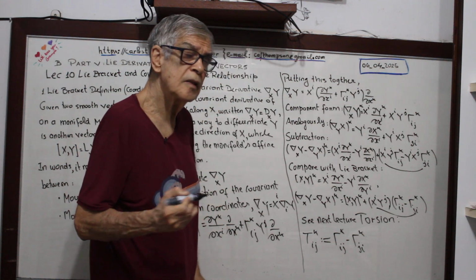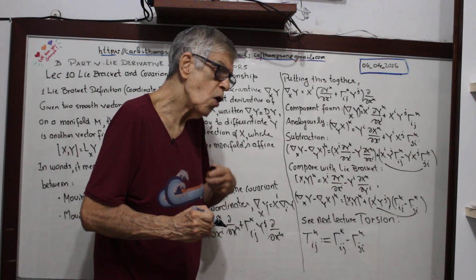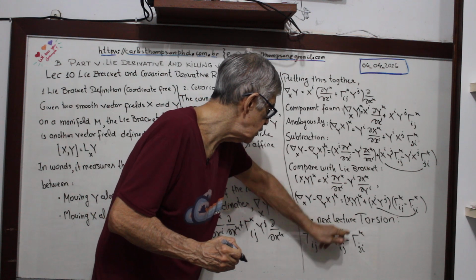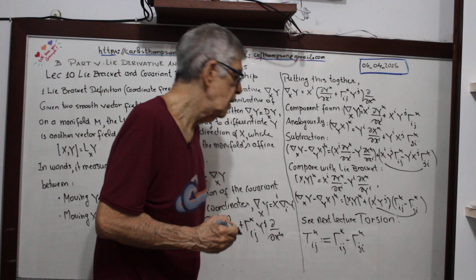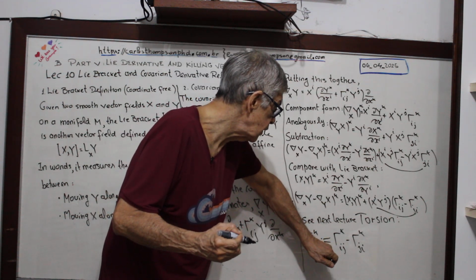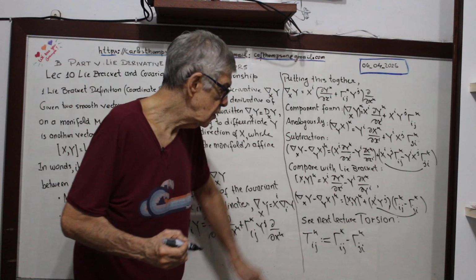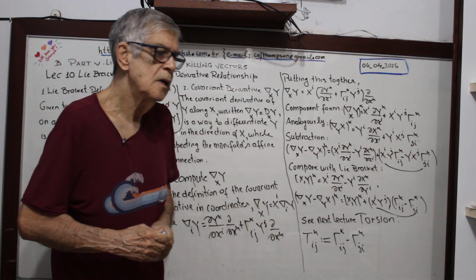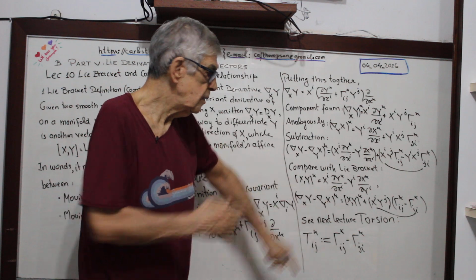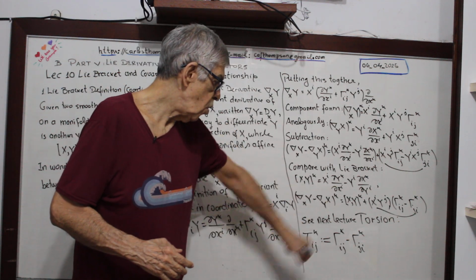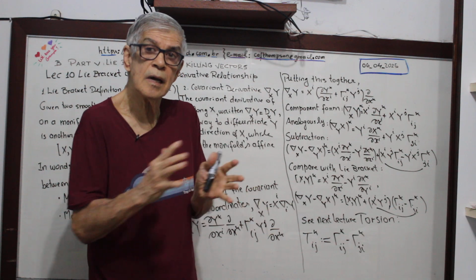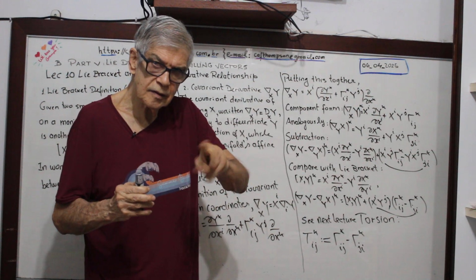So next lecture we'll talk about torsion. Torsion is defined as Γ^k_ij minus Γ^k_ji. Torsion free means that the Christoffel symbols are symmetric under exchange of i and j, so the torsion will be zero. I said that in the previous lecture, but in the next lecture, lecture 11, we'll talk about torsion, and the torsion is related to the Lie bracket and the covariant derivative. It's a mix.